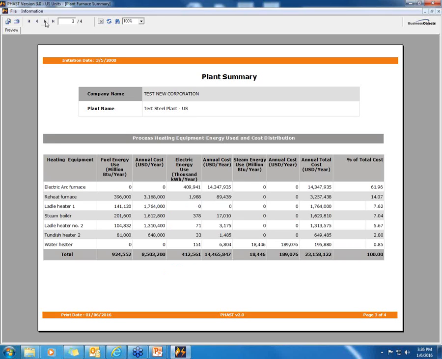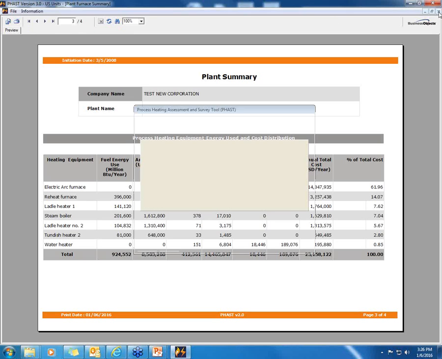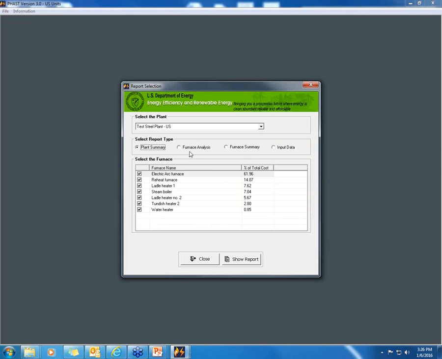Now you can use this report to submit after your energy assessment. If you want to get funding for implementing energy efficiency opportunities, you can actually use this report to convince your upper management. So that is the plant summary report.